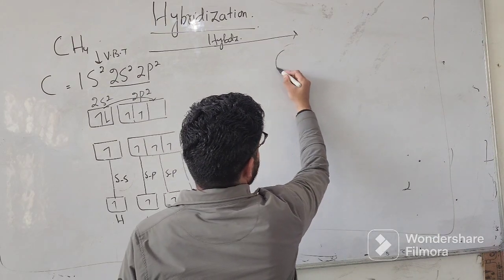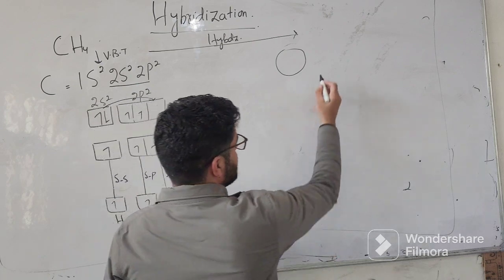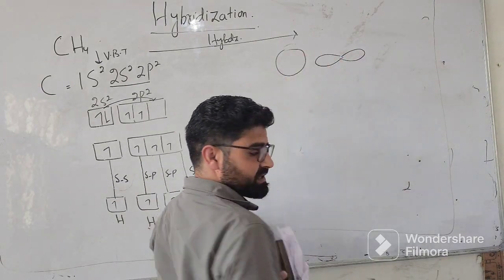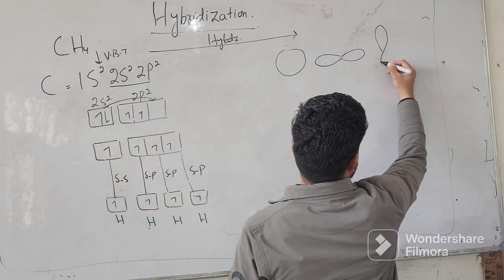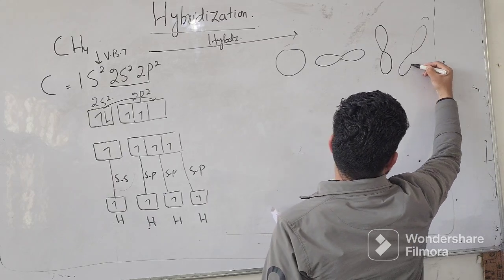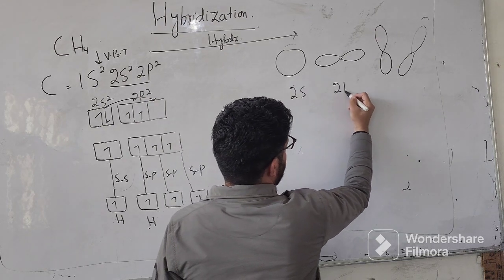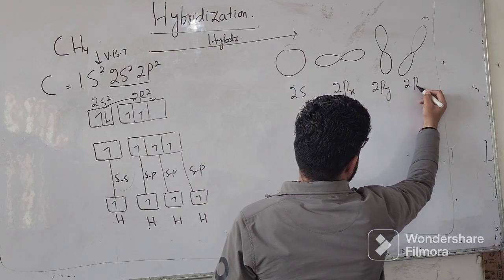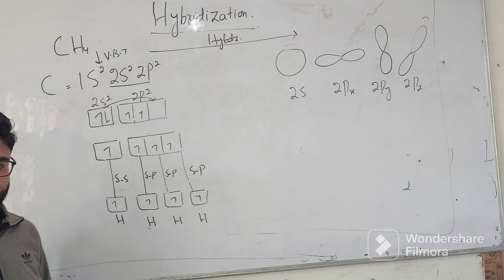This is the 2s orbital because the shape of the s orbital is spherical. This is the 2px orbital. The shape of the p orbital is dumbbell shape. This is 2py and this is 2pz. This is the 2s orbital, 2px orbital, 2py orbital and 2pz orbital. These are the four orbitals of this carbon.